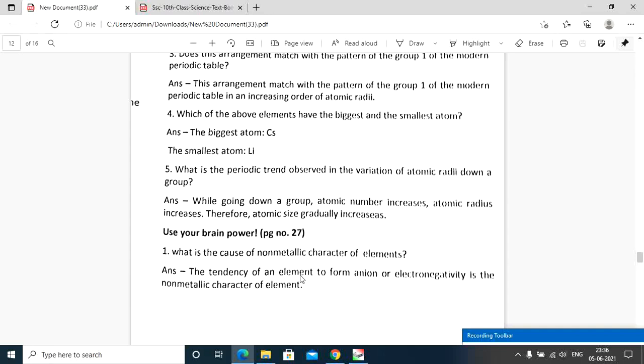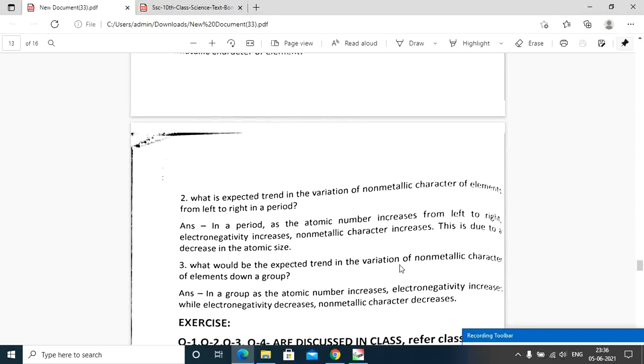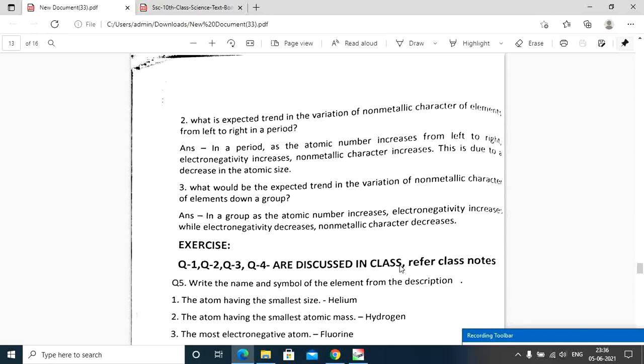What is the cause of non-metallic character of elements? Non-metallic character is due to electronegativity. Electronegativity is the tendency to accept electrons. What is the expected trend in variation of non-metallic character of elements from left to right? Left to right, electronegativity increases, that is, non-metallic character increases. Due to this there is a decrease in size.